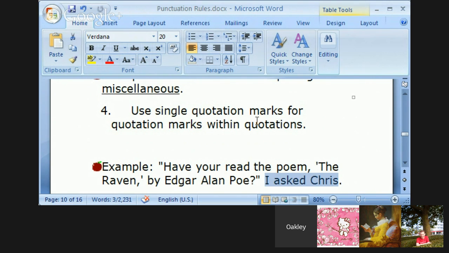All right, here we go. Single quotation marks within quotations. A quote within a quote. Whatever the reason you're having a quote within a quote, in this example, he's giving the title of a poem. So here I ask Chris, I'm speaking to Chris, "Have you ever read the poem 'The Raven,'" I'm giving the title, notice the single quotation marks, "by Edgar Allan Poe?"